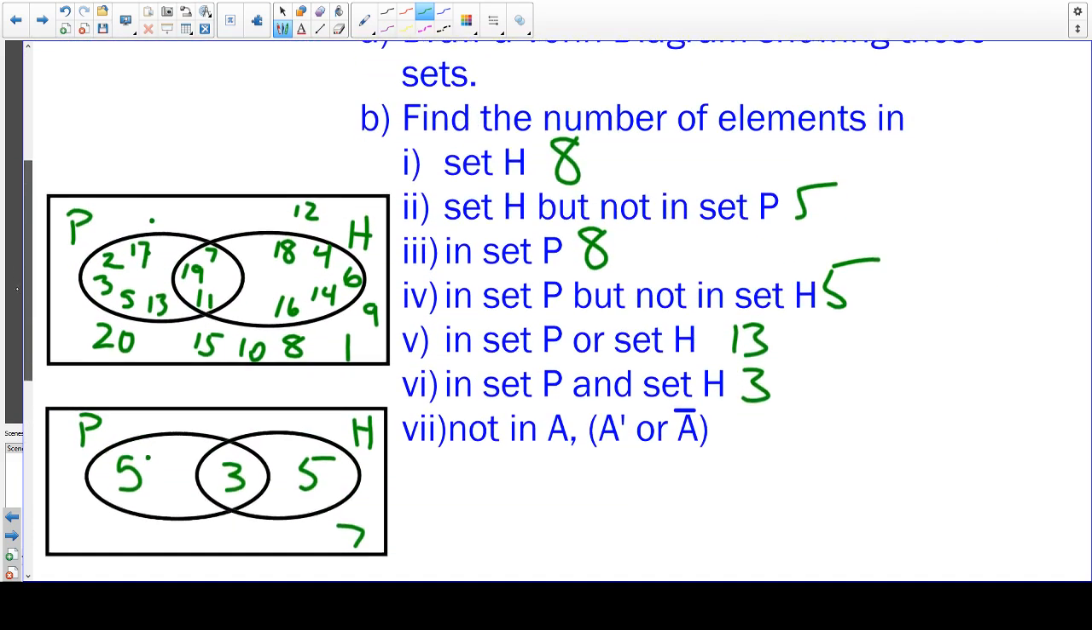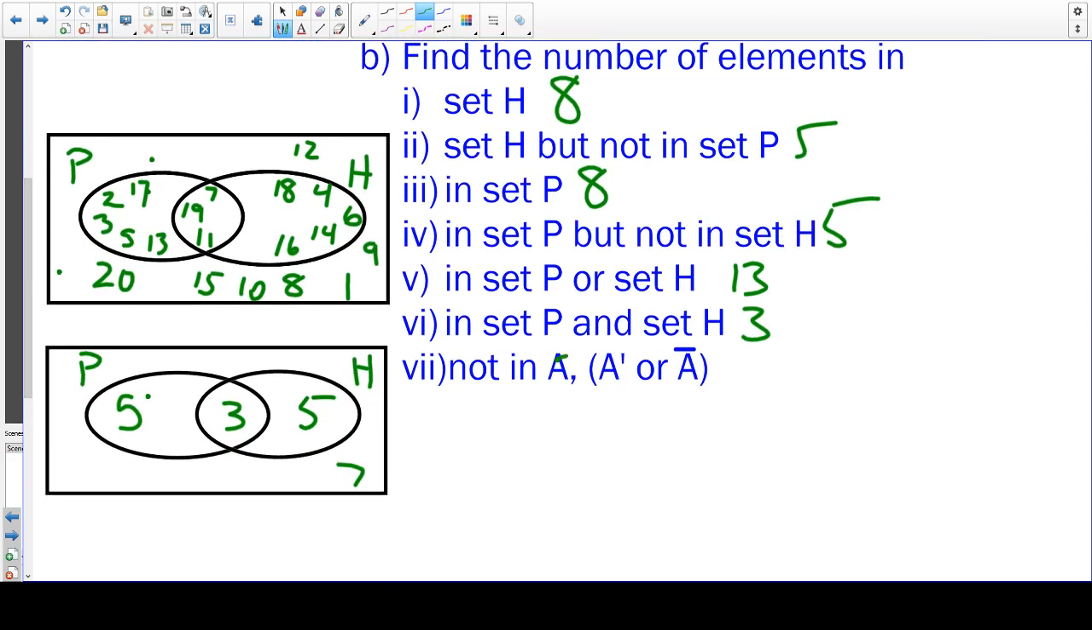Okay, there must be a typo here, because I'm going to do this. Not in P. How many are not in P? 7. No, not in P. 12. Okay, because P is this. How many aren't in P? That's those. So it's 12.